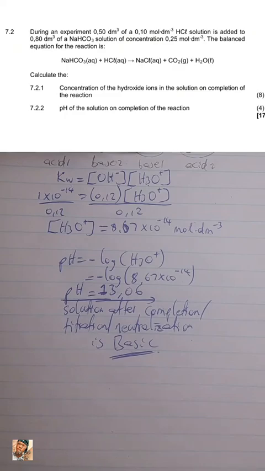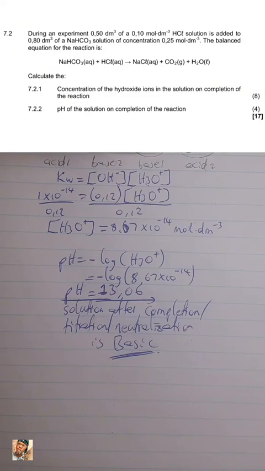If we ask ourselves, why is the solution basic after completion? It is basic because remember what I said. This is an acid neutralizing the base, but the base is in excess. That means the acid is going to react with the base completely. However, the base is going to remain after completion. The fact that the base is the one that remains after titration or neutralization means that the solution has to be basic, because it is the base that is in excess.